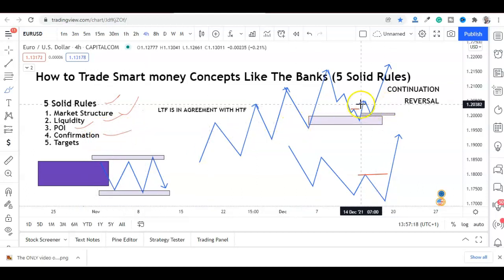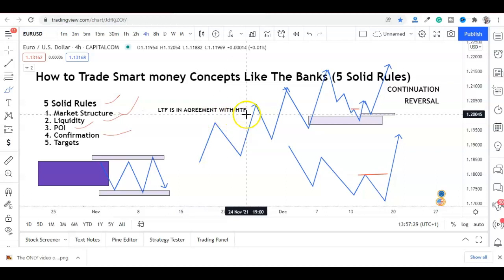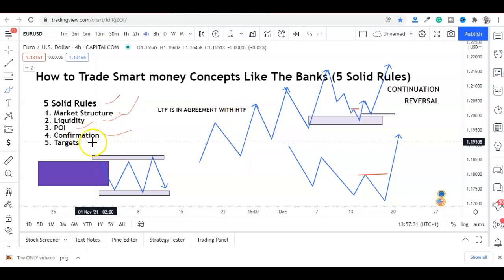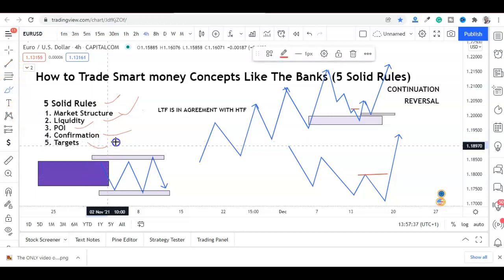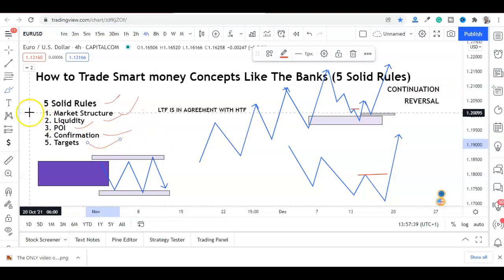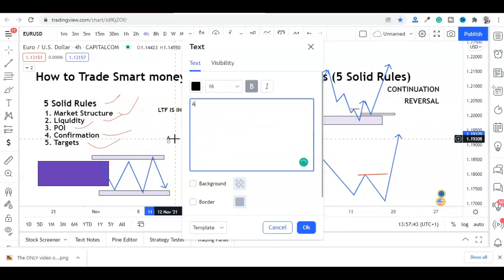Then you don't just enter at the touch of the point of interest. You wait for a confirmation, and the confirmation is simply your lower time frame being in agreement with the higher time frame. Then for your target, you use areas of liquidity as your target.